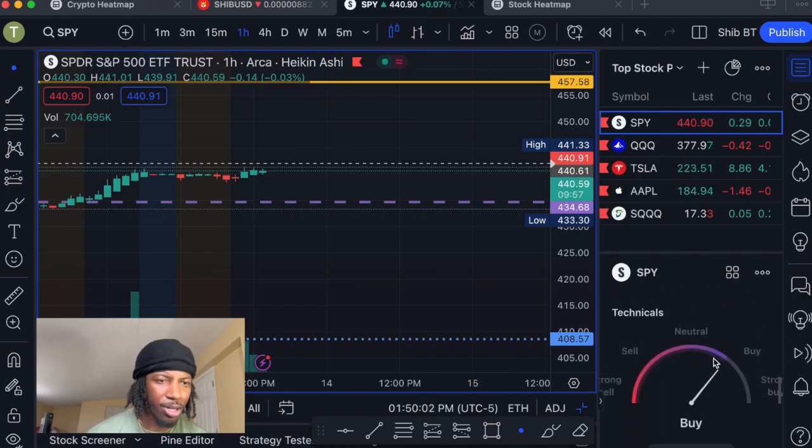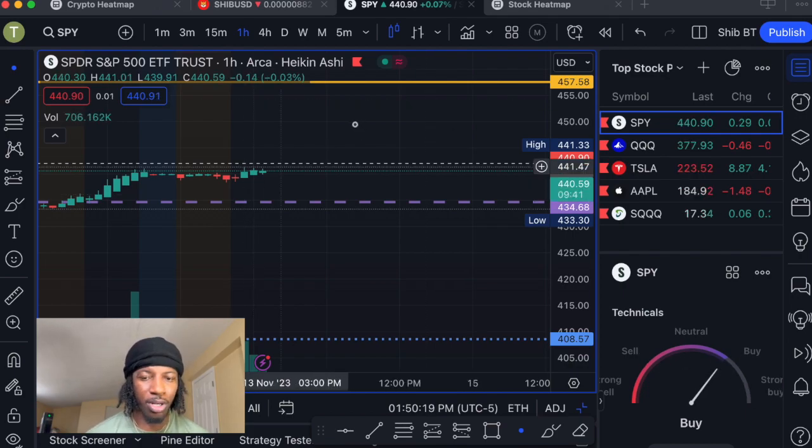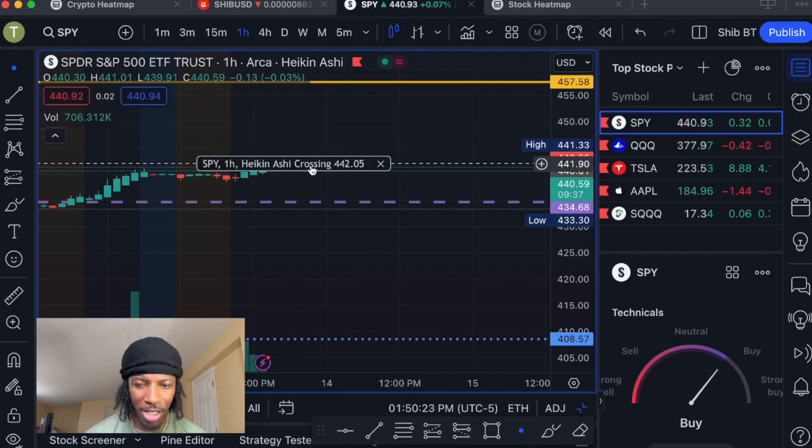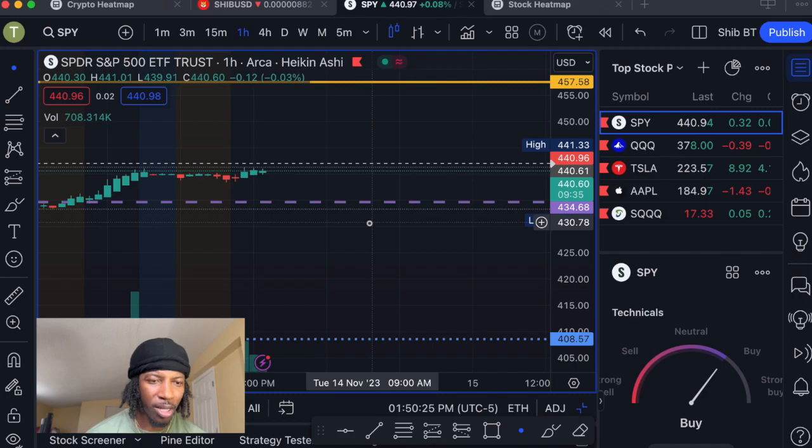Look at that nice big buy indicator on SPY. This is key. This is what I like to see. It just kind of echoes what I'm saying already. We're looking to push up. We're not in the neutral state. We're not in the sell state. We're in a buy state. We're looking for that strong buy probably here in the next week or two when we push for 440, 450.